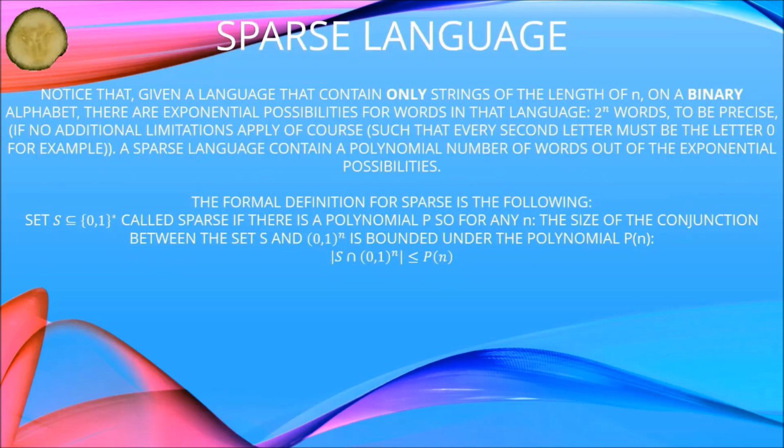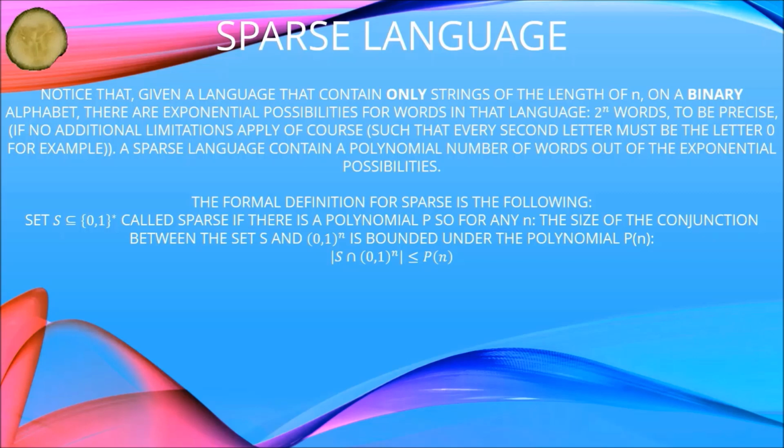Sparse language. Notice that given a language that contains only strings of length n on a binary alphabet, there are exponential possibilities for words in that language, 2 to the power of n words to be precise, if no additional limitations apply of course, such as every second letter must be the letter 0, for example. A sparse language contains a polynomial number of words out of the exponential possibilities.